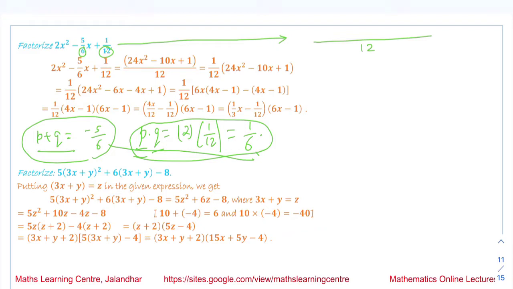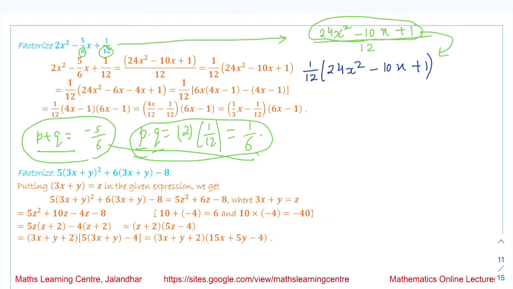So in place of doing this, what we do is we take the LCM over here. The LCM is 12. So our problem becomes 24x square minus 10x plus 1. This is our numerator part now, and we try to factorize this numerator. So basically we now have 1 by 12 into 24x square minus 10x plus 1, and we want to factorize this. So p plus q should be equal to minus 10, and p into q should be equal to 24 into 1, which is 24.